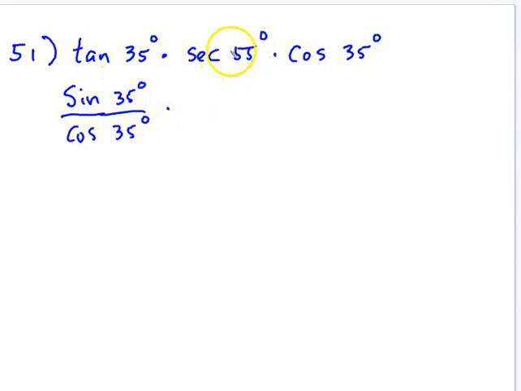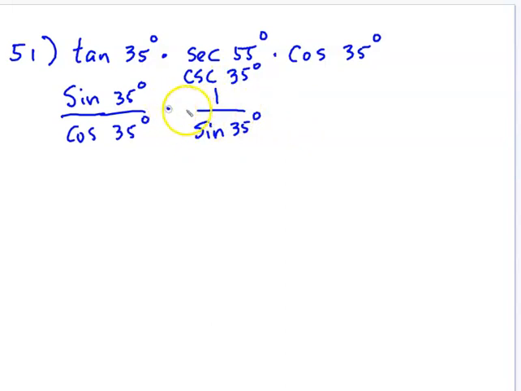This one is kind of the oddball. It's the only one that doesn't have a 35 degree. So let's change it using the complementary angle theorem. So secant 55 is the same thing as cosecant 35. And cosecant is 1 over sine.